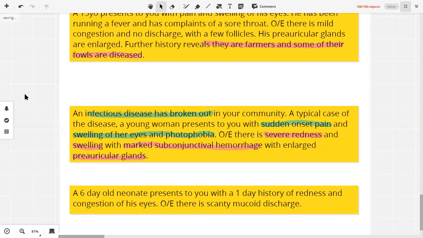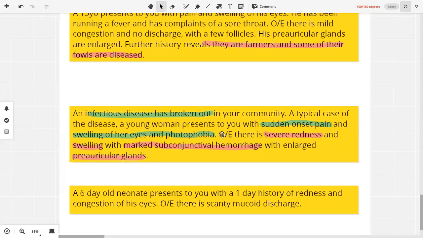It's a symptom of a corneal lesion as well in this case. Photophobia is a symptom of a corneal infection. When we look at the symptoms, we have sudden onset pain, swelling of the eyes, and photophobia. Photophobia is a corneal symptom. Again, severe redness, swelling, marked subconjunctival hemorrhage.